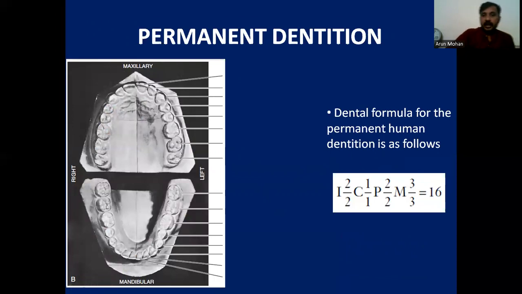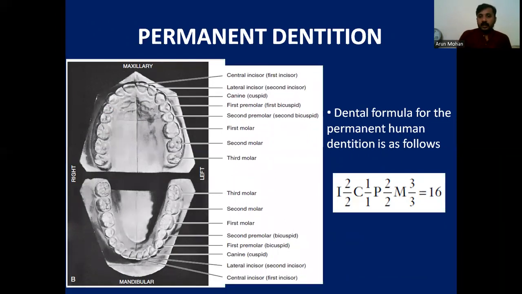For permanent dentition, again, we will use the symbols of I, C, P, and M. Here, incisors, there will be 2, each on maxillary and mandibular teeth. Canine, 1 in maxillary and 1 in mandibular teeth. Premolar, 2 maxillary and 2 mandibular. And molars, again, there will be 3 maxillary and 3 mandibular molars, making it a total of 16 teeth in one half of the person. 16 teeth in one half, making it 32 in total. So these are the dental formulas.